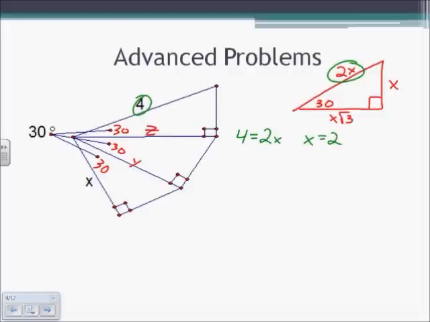So that means that this side on the right here is 2, which means that this side here on the right is 2. And that leaves me with z, which is in the same spot as the x square root of 3, will be 2 square root of 3.